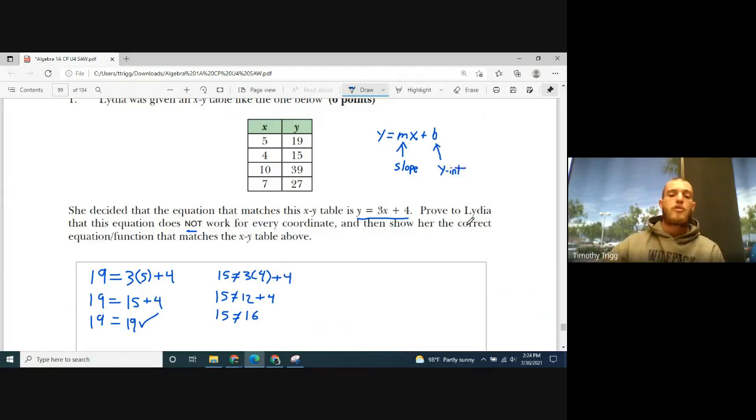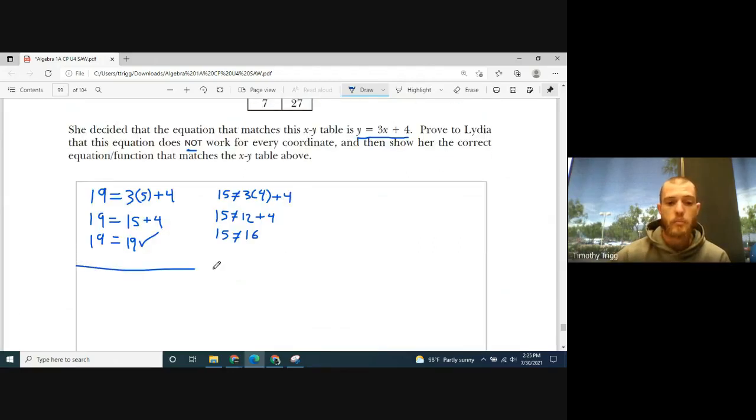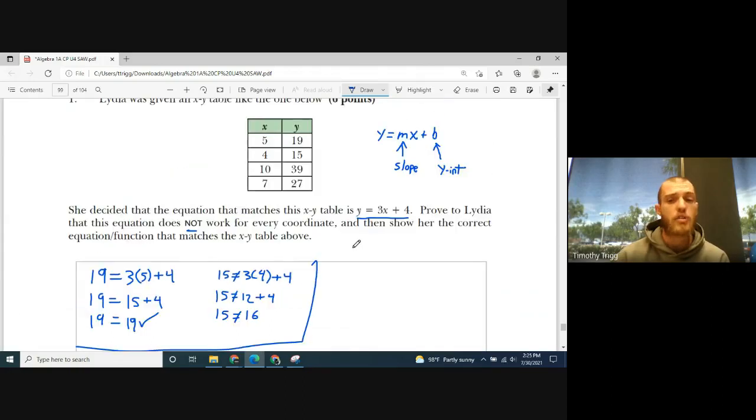Okay. So first we can find our slope. Now, so this proves Lydia is wrong. We'll just put this proves that Lydia is wrong. So maybe in a complete sentence you'll write here, this is proof that Lydia has the incorrect equation. So now let's try to find the correct equation. So first let's find the slope.